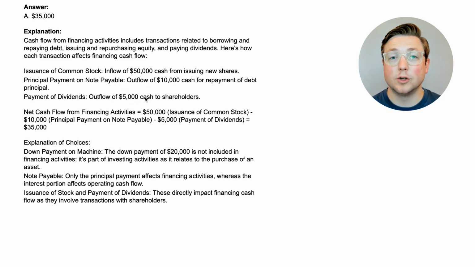Again, it has to do with equity specifically, so that is an outflow of cash for the financing activities. So overall, the issuance of common stock, the principal payment on the note payable, and the payment of dividends, all together is a net cash inflow of $35,000. Now, something to think about, you might see this in questions.